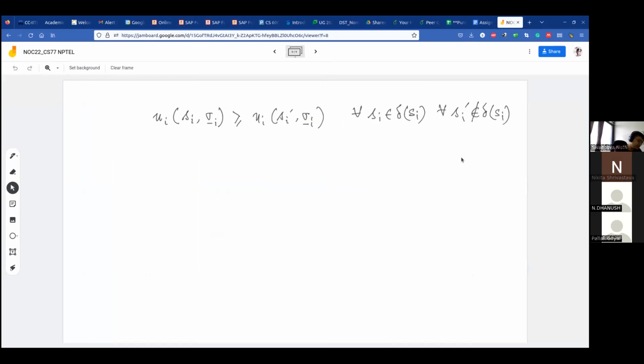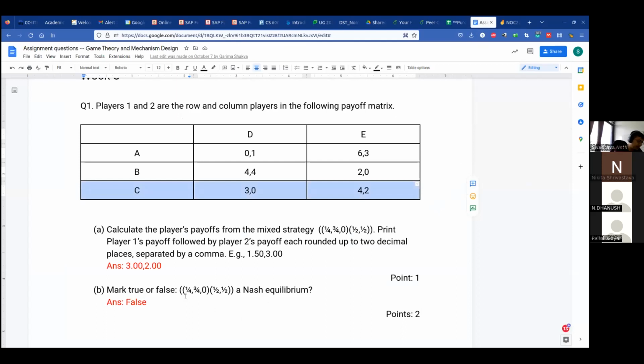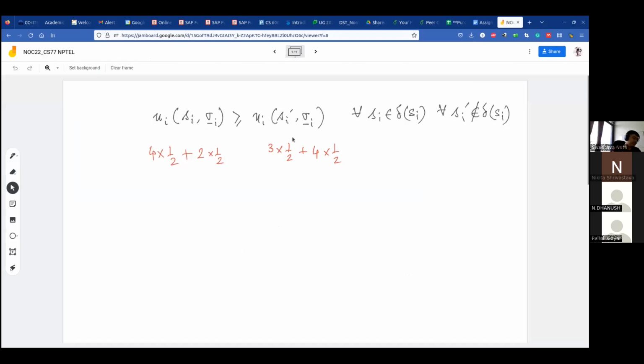whether that gets satisfied for player one. The probability for player two is half and half. I'll have to do this calculation. So four times half plus two times half, and you have three times half. So how do you calculate this left hand side for player one?